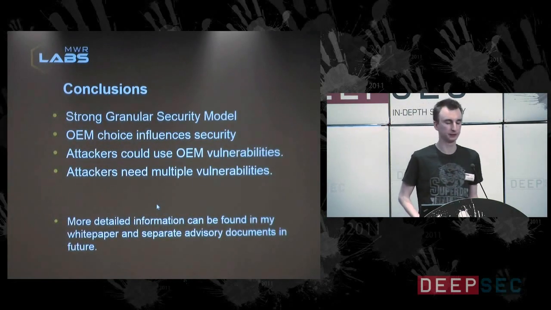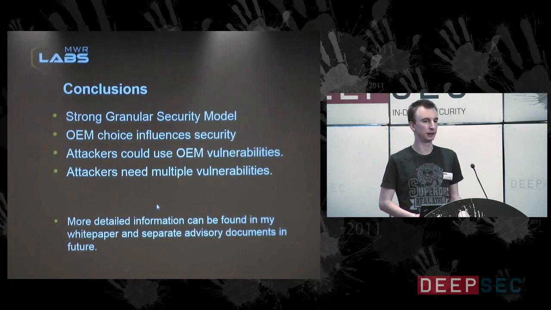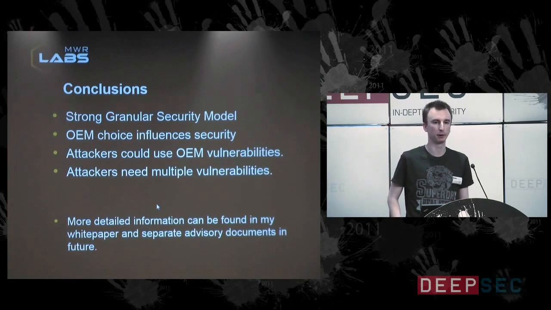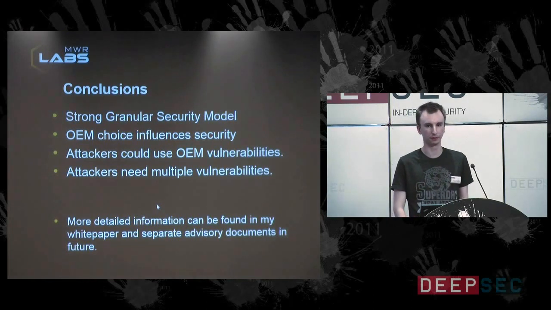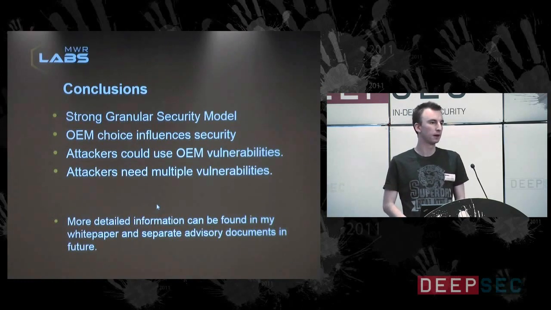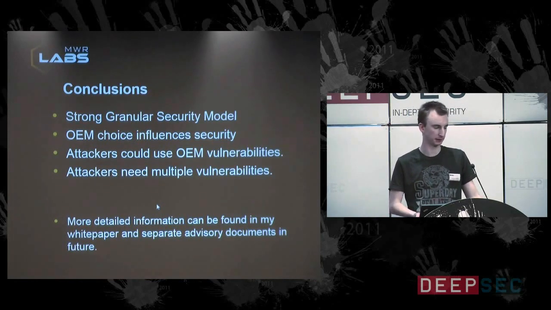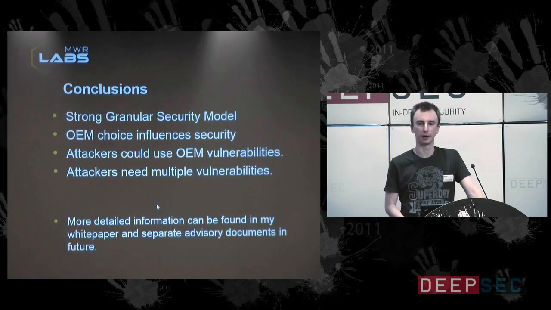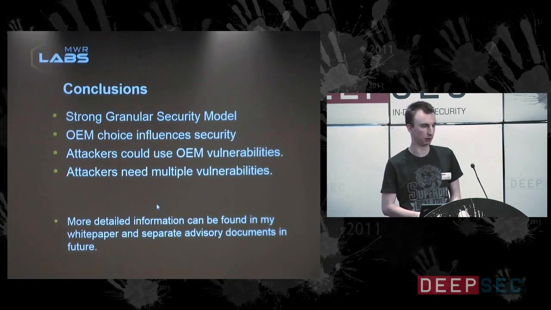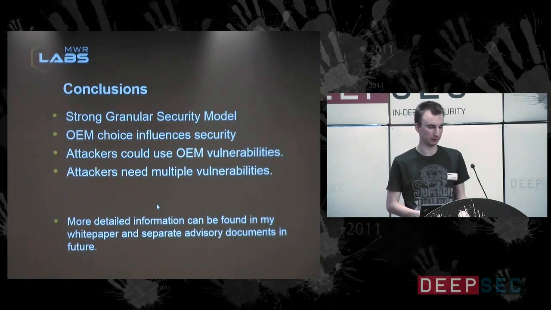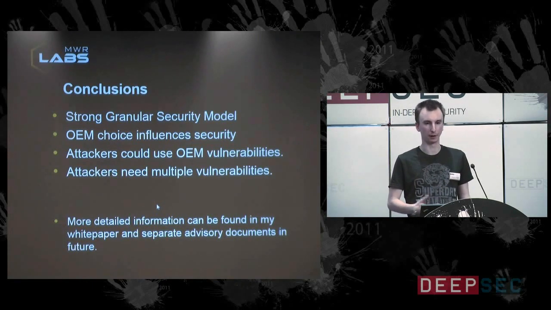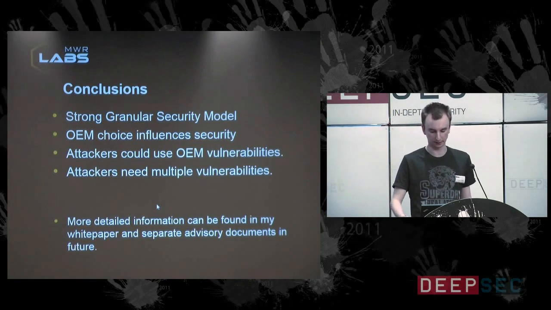My conclusions on this really: it's a strong granular security model. It's clear that a lot of thought has been put into this security model. It requires an attacker to go through multiple different stages before they can exploit the platform. It also shows that an attacker needs multiple vulnerabilities and exploit mitigation bypasses to attack the platform. It shows that an attacker can use OEM vulnerabilities. If they specifically want to target a handset, they can go for the lowest hanging fruit. They don't need to go for Microsoft's code base. They can go for OEM's code if it's of a lesser code quality standard.